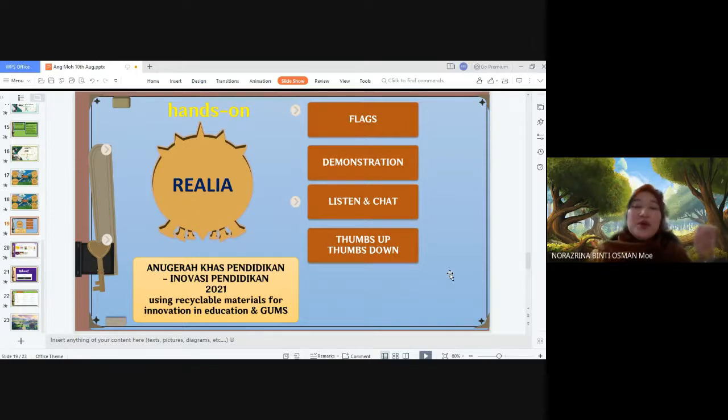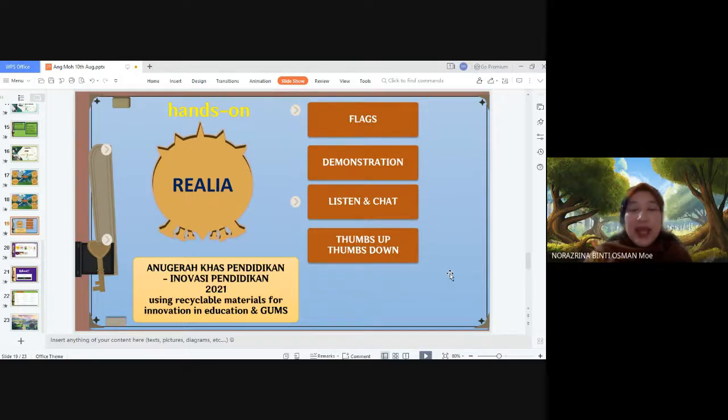Alright, so you can see that another one that I shared and I have been keeping record for the past few years is my GAMSU. GAMSU is actually grammar using mnemonics.